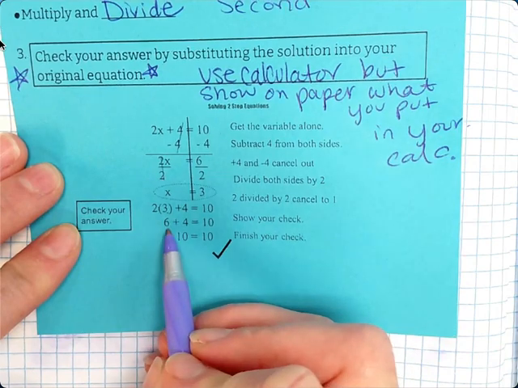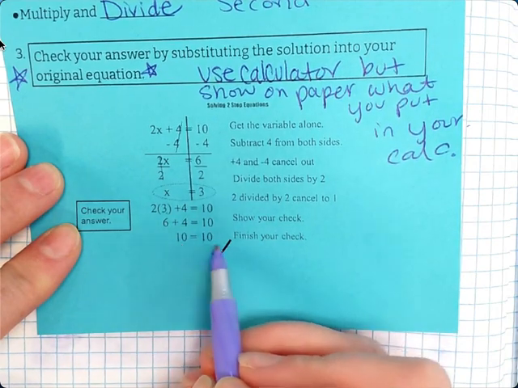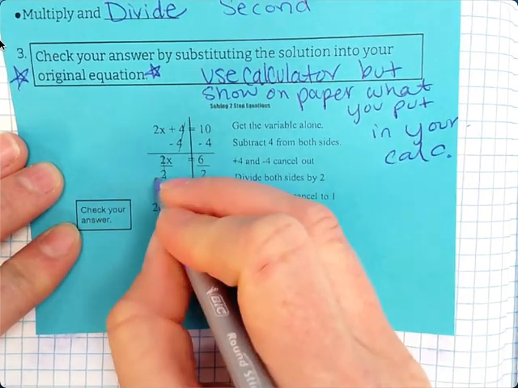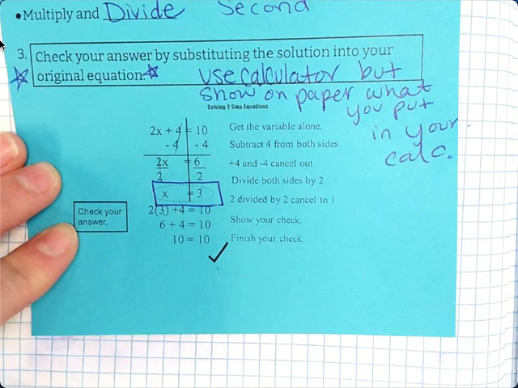2 times 3 is 6. Plus 4 is 10. So 10 equals 10. So I put a little check mark showing that I've checked my work. But this is the answer. Let's put a box around our answer.